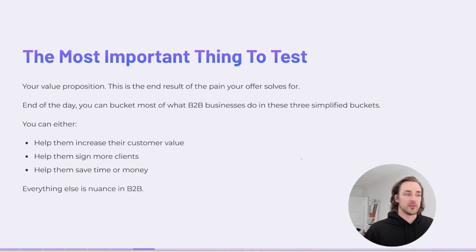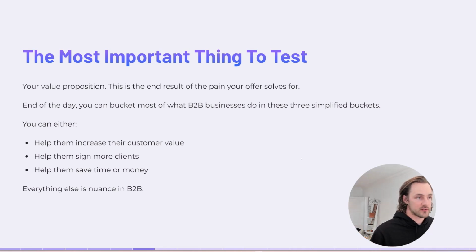This is the end result of the pain that your offer solves for, right? So at the end of the day, you can bucket most of what any B2B business does into these three simplified buckets. You can either help them increase their customer value, help them sign more clients, in other words, just help them make more money, or you can help them save money, or you can help them save time, right? Everything else is going to be nuanced, but these are the three core buckets that we'll look to create our value propositions.